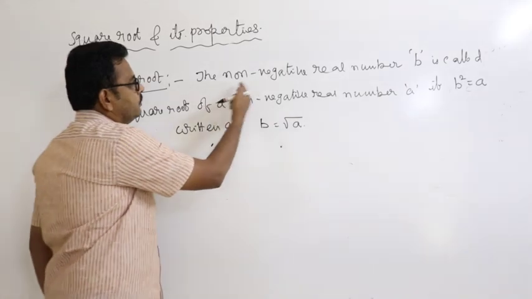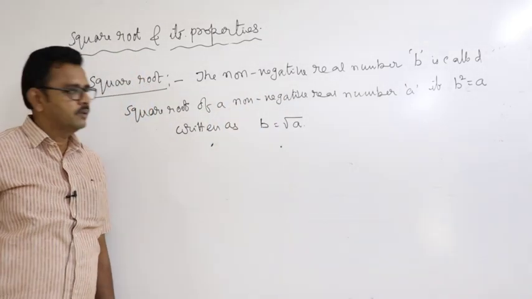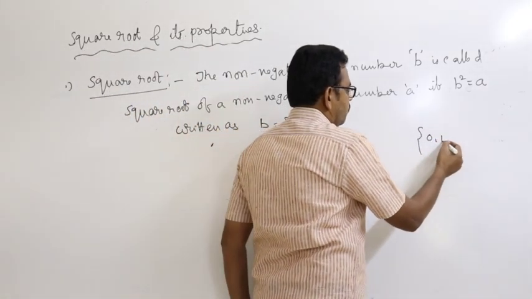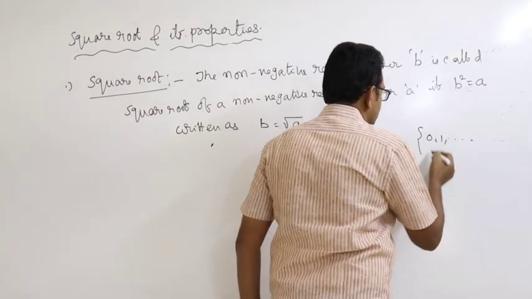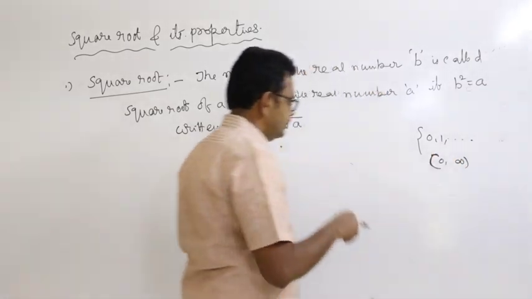The non-negative real numbers, I think you know them. Non-negative numbers means what? 0, 1 and so on. That is, 0 to infinity.